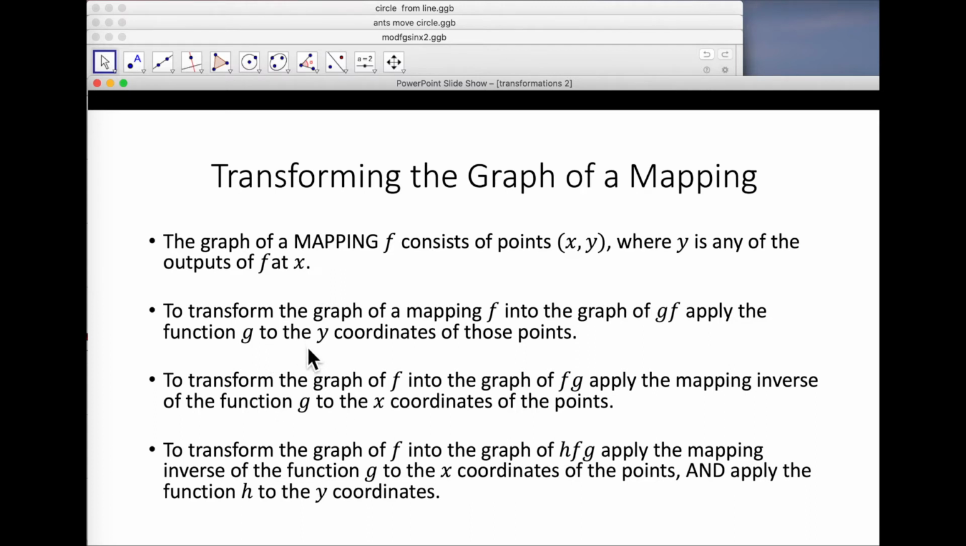So the conclusion is that the graph of a mapping consists of points x, y, where y is any of the outputs of f at x. To transform the graph of a mapping f into the graph of gf, apply the function g to the y coordinates of those points. To transform the graph of f into the graph of fg, apply the mapping inverse of g to the x coordinates of those points. And you can do both. To transform the graph of f into the graph of hfg, apply the mapping inverse of g to the x coordinates and apply the function h to the y coordinates.